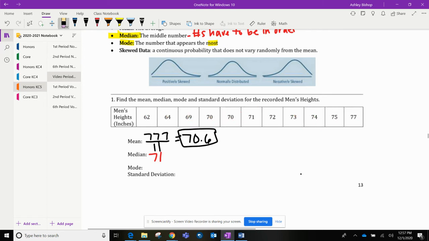My mode is my number that occurs most often. So if I take a look here, I see that the number 70 occurs twice and no other number repeats itself. So my number that occurs the most often is 70.